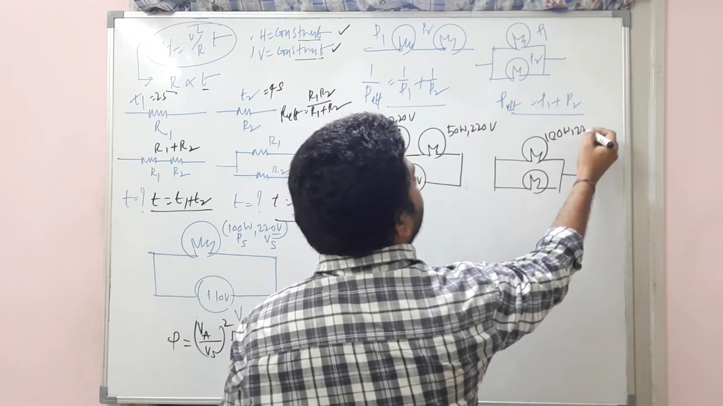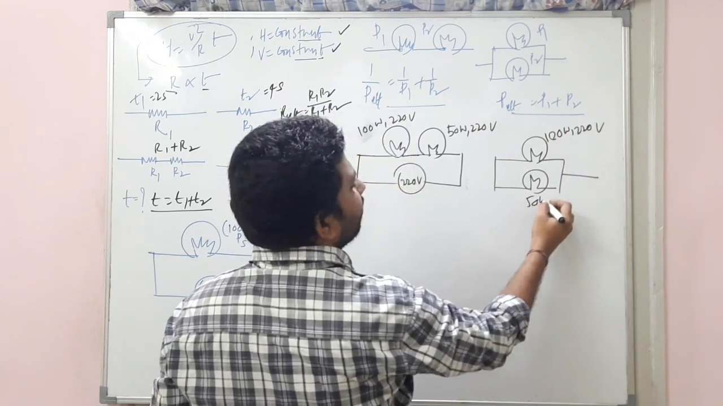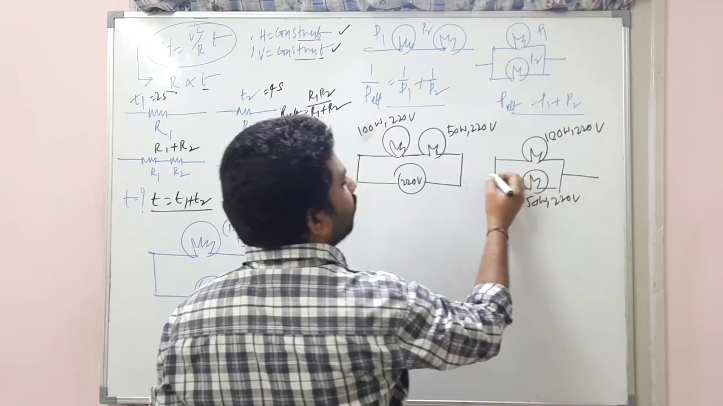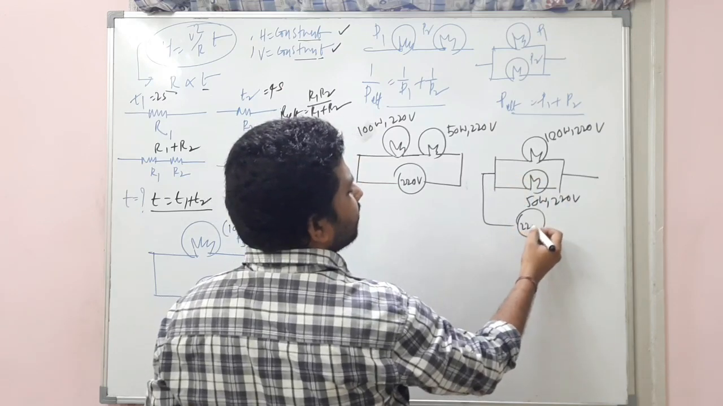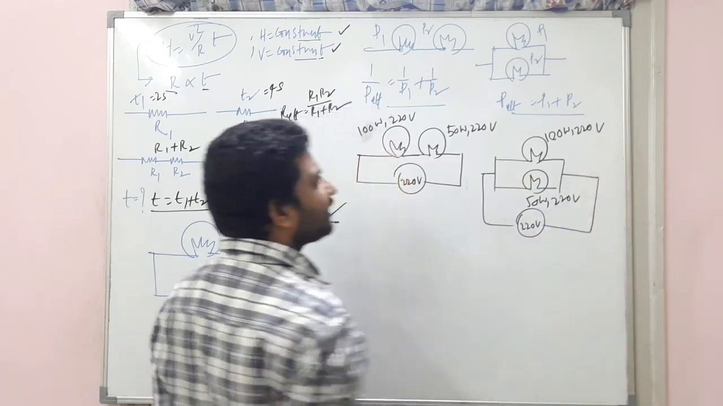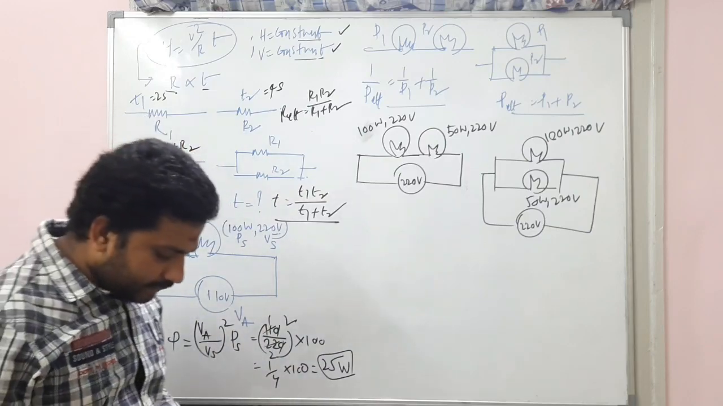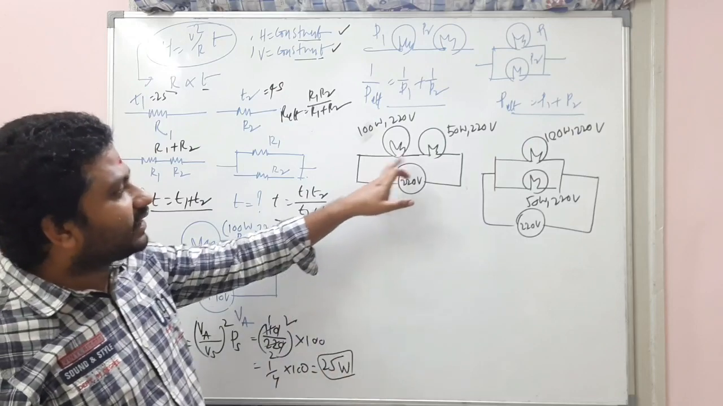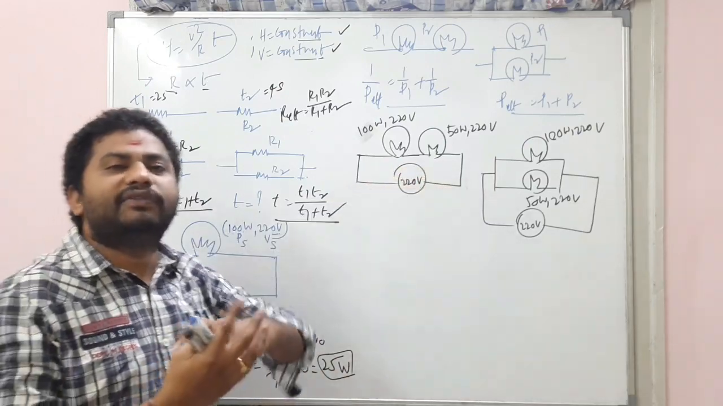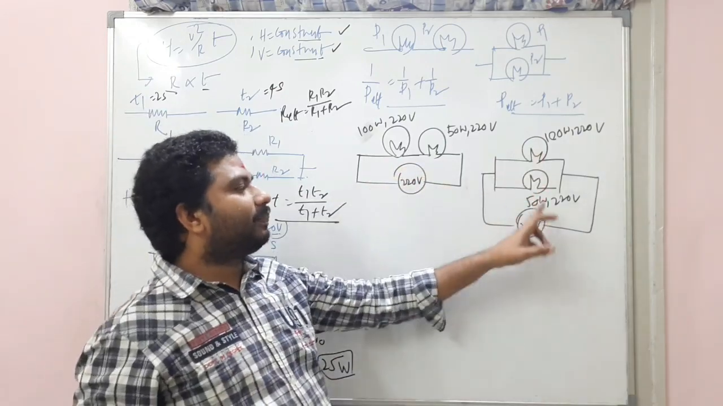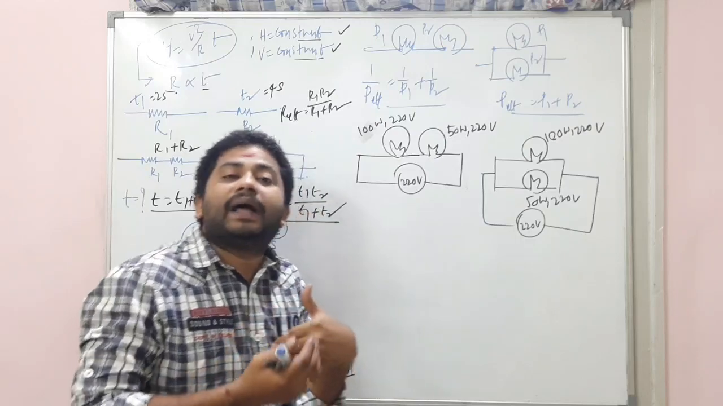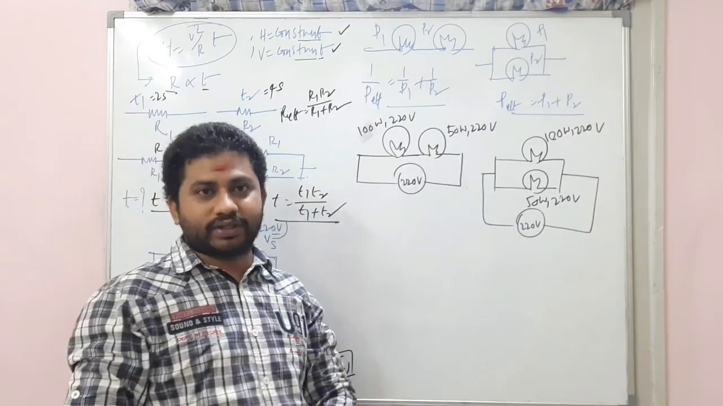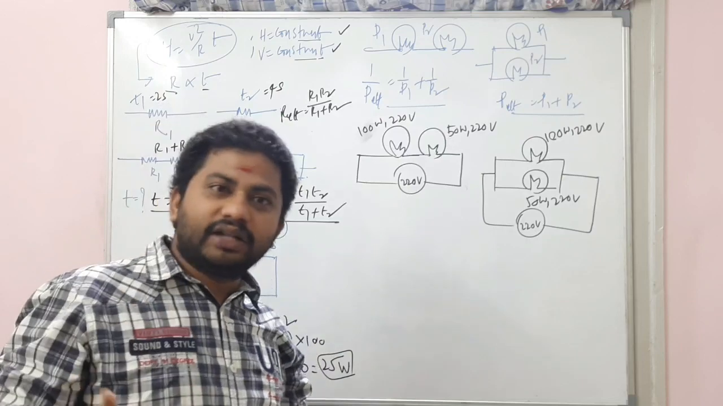One bulb is 100 watt, 220 volt, and the other is 50 watt, 220 volts, and they are supplied with 220 volts. In this case, the question will be which bulb will glow brighter? In the series combination, which bulb will glow brighter? In the case of parallel combination, which bulb will glow brighter? That's the situation. Are you ready, my dear children?